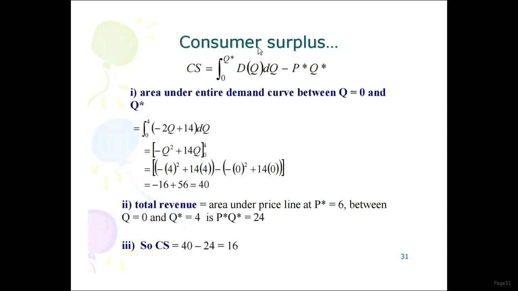Now the consumer surplus formula: this is the area under the entire demand curve. So the demand function from 0 to 4, bounded by the quantity 0 to 4. Integrating, we get 40. The total revenue P1 Q1 is 24. So consumer surplus will be what? 40 minus 24, that means 16.